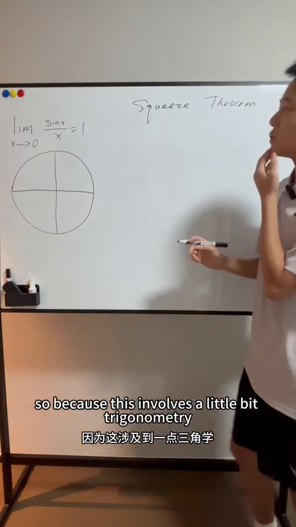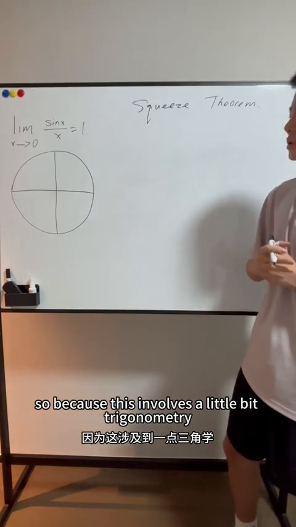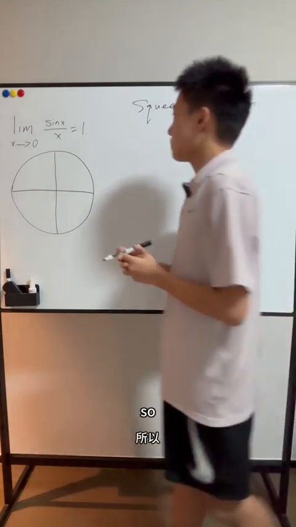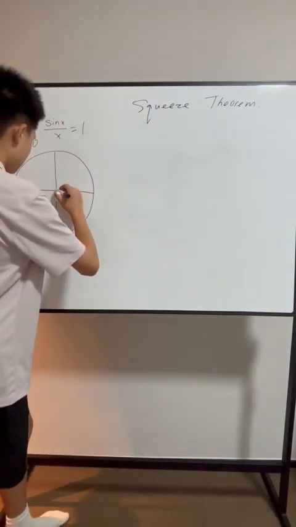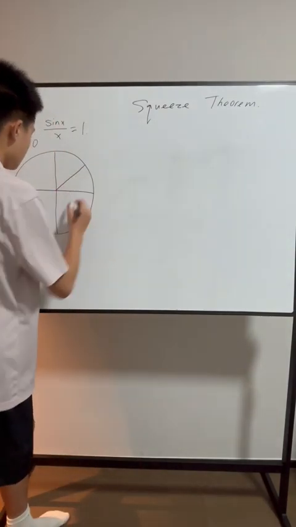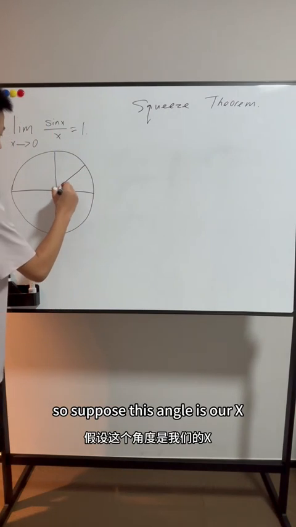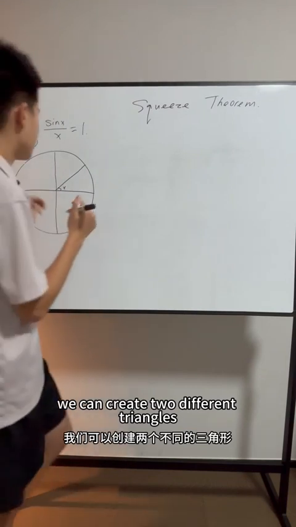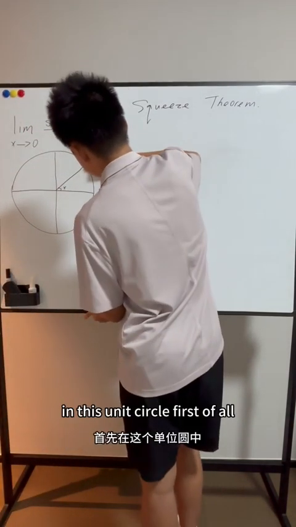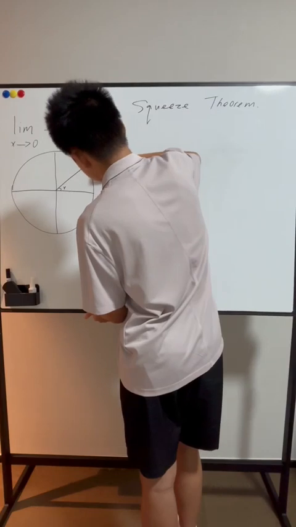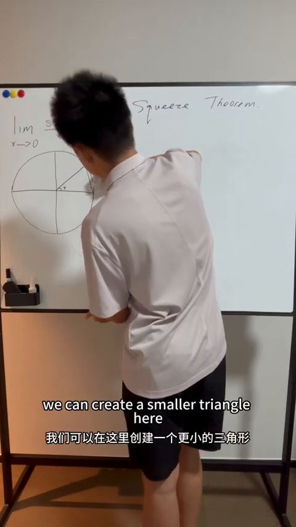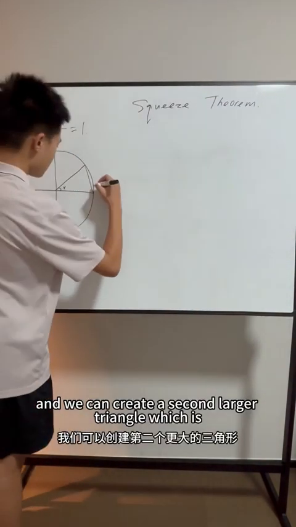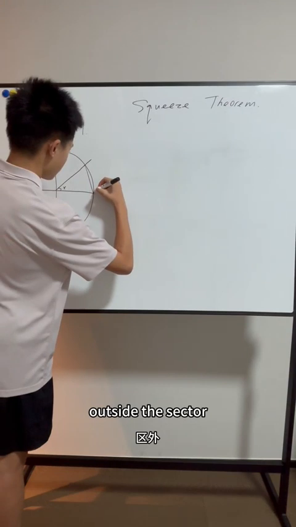Because this involves a little bit of trigonometry, let's start off by drawing the unit circle. Let's just create a sector here. Suppose this angle is our x. We can create two different triangles in this unit circle. First of all, we can create a smaller triangle here, which is inside the sector, and we can create a second larger triangle, which is outside the sector.